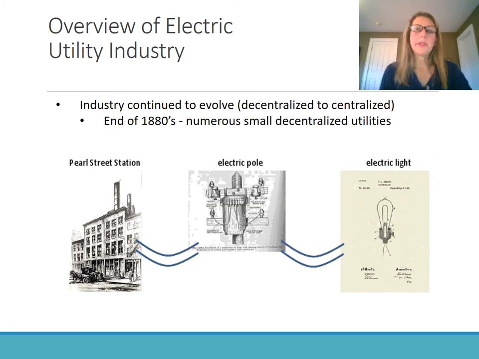So the industry continued to evolve. It went from decentralized to centralized. At the end of the 1880s, there were numerous small decentralized utilities. Think about it, little utilities like Pearl Street Station that's shown here, electric poles, and then to end use. But generation was only three, four, five blocks away. It didn't go very far. So they had to have a lot of little plants, decentralized generation.